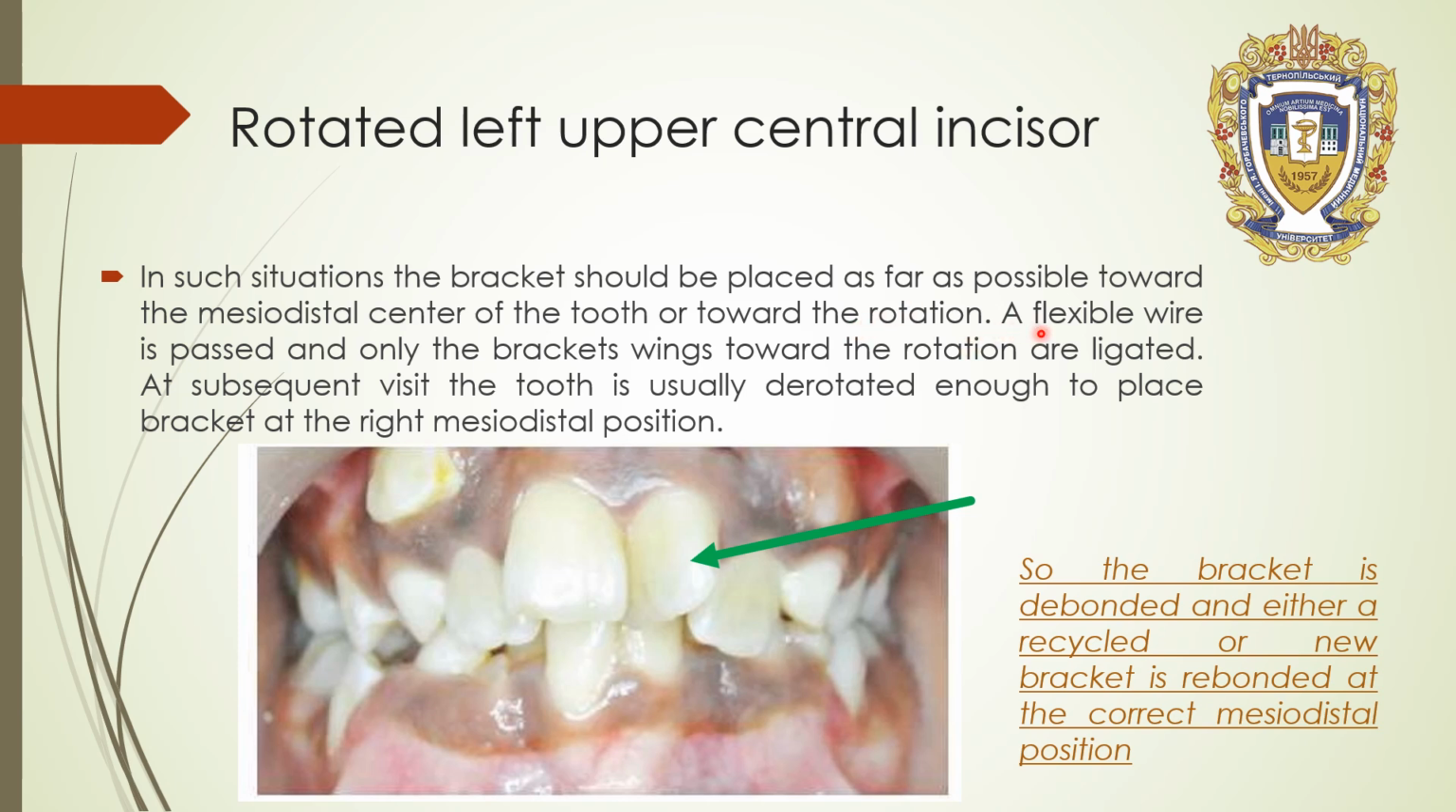A flexible wire is passed and only the bracket's wings toward the rotation are ligated. At a subsequent visit, the tooth is usually derotated enough to place the bracket at the right mesiodistal position. So the bracket is debonded and either recycled or a new bracket is rebonded at the correct mesiodistal position.